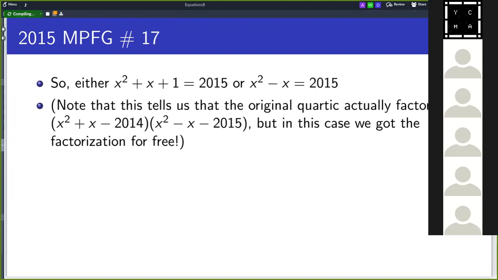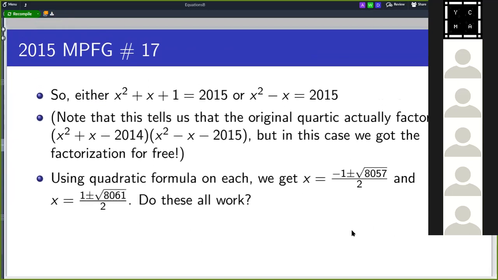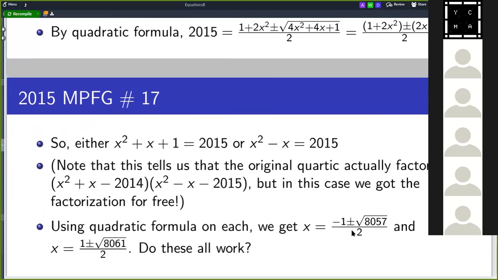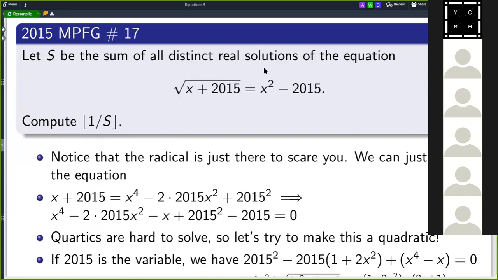So now let's solve both of these quadratics. You guys don't need to do the quadratic formula, I got you. And we get x equals -1 plus or minus the square root of 8057, all over 2, and x equals 1 plus or minus the square root of 8061, all over 2. So now these solutions are good, but which ones actually work? Let's scroll up and look at the equation. What does x have to satisfy in order for it to work?